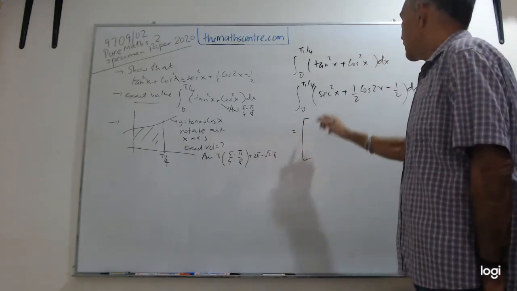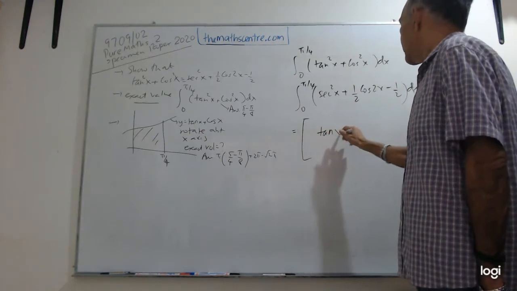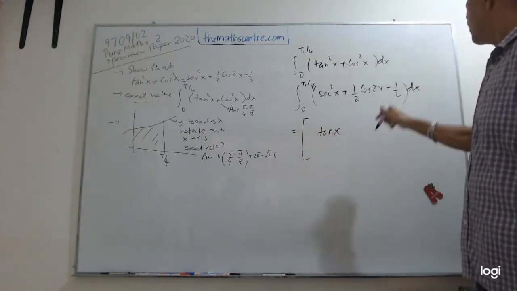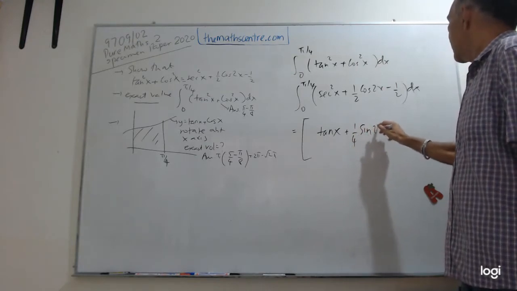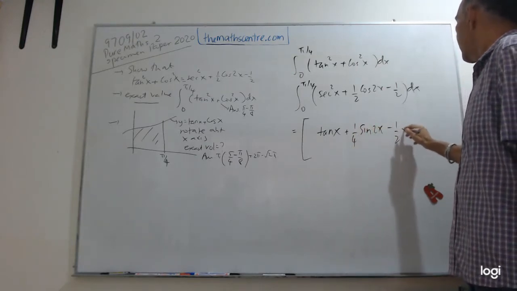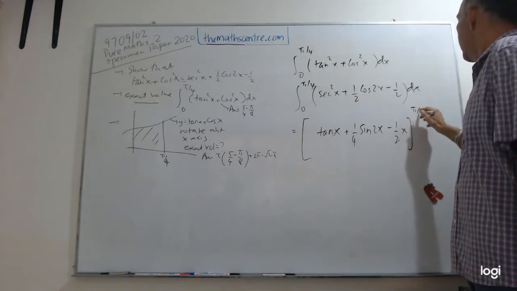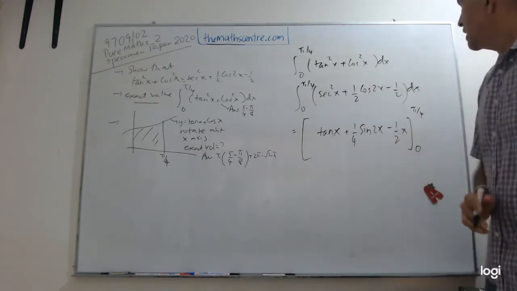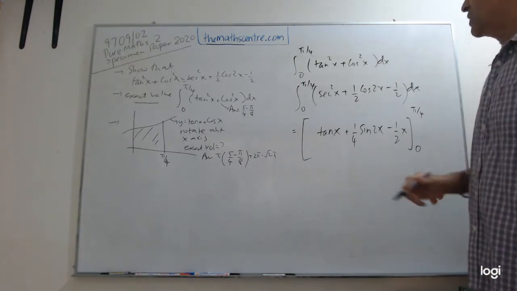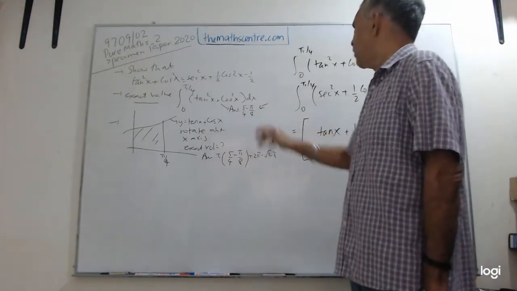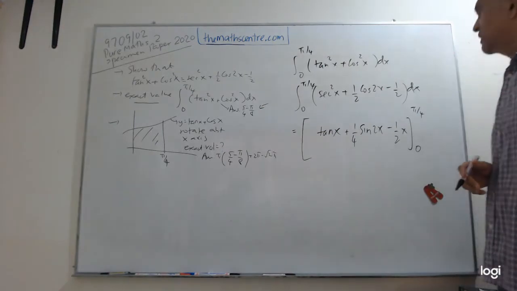Secant squared x, when you integrate, you will get tangent x. And then I have half cos 2x, so I'll get 1 over 4 sine 2x minus a half x. Then you plug in your limits, and you will get your answers. I wrote the answer down here, 5 over 4 minus pi over 8.